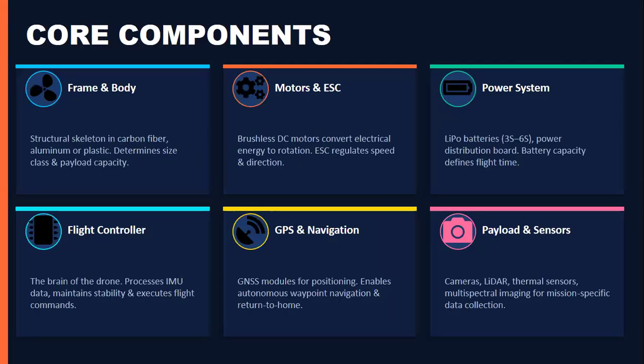Now let us see the core components that form a drone system. Every drone comprises several essential components working together. The frame provides structural support and determines the payload capacity. Brushless motors generate rotational force, while electronic speed controllers regulate motor speed. The power system, usually based on lithium polymer batteries, supplies energy to the entire drone.